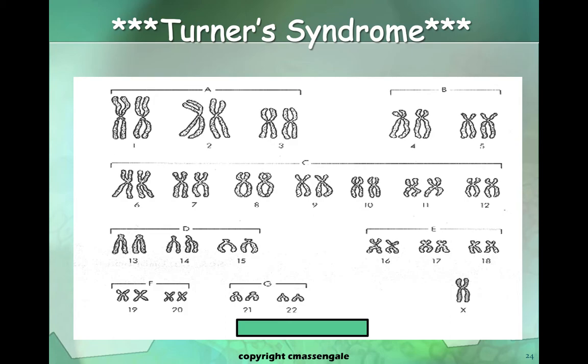And so on this individual, I would say that this individual is female. I would say that they have a sex chromosome disorder, and the name of that disorder would be Turner syndrome.